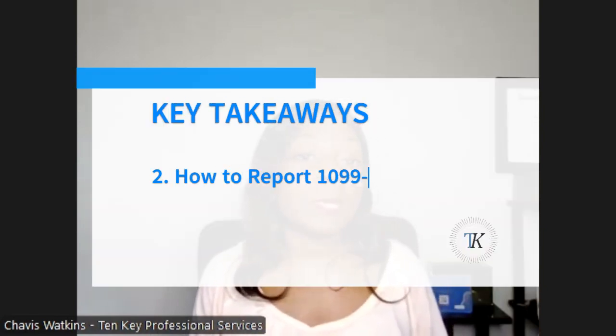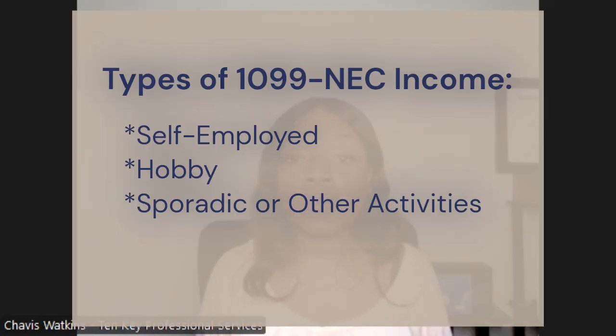How is 1099 NEC income reported? As mentioned before, the type of income reported on the 1099 NEC, whether it is self-employed income, income from a hobby, or income from sporadic or other activities, determines how it will be reported on your federal income tax return. The type of non-employment compensation that we will discuss will not require a separate tax return. It will be reported on a schedule that is located within your normal 1040 federal tax return and not an outside return that has to flow through to your 1040 return.